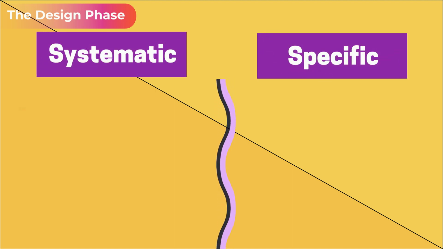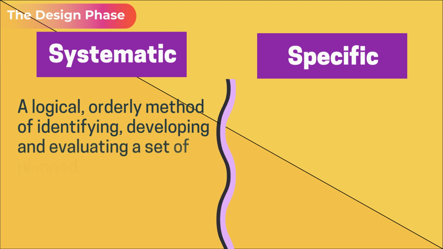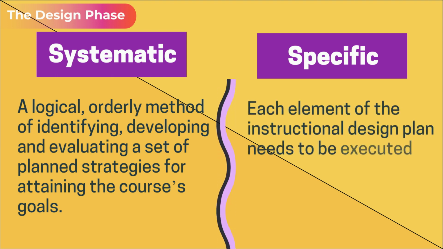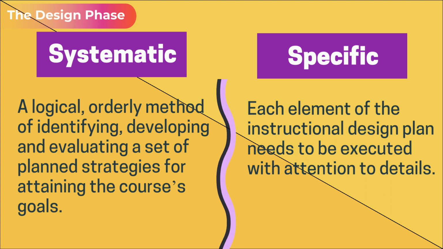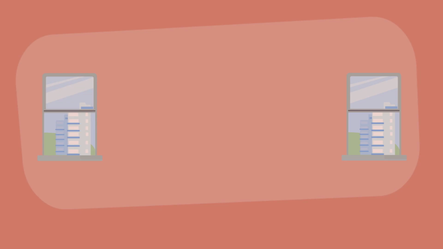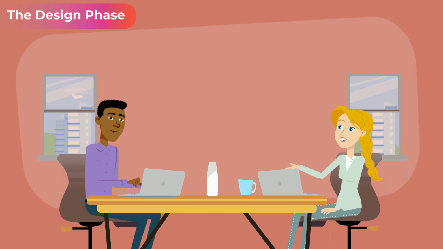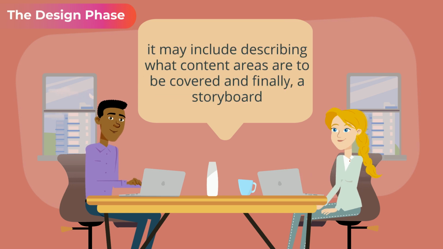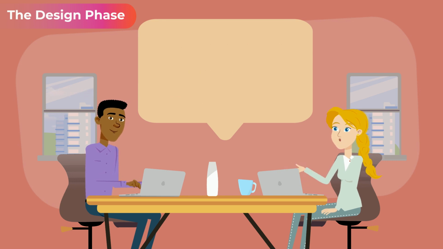Systematic means a logical, orderly method of identifying, developing, and evaluating a set of planned strategies for attaining the course goals. And specific means each element of the instructional design plan needs to be executed with attention to detail. This stage focuses on identifying the learning objectives for the course and how materials will be created and designed. For instance, it may include describing what content areas are to be covered, and finally, a storyboard outlining what will be covered in text, audio, video, and in what order.